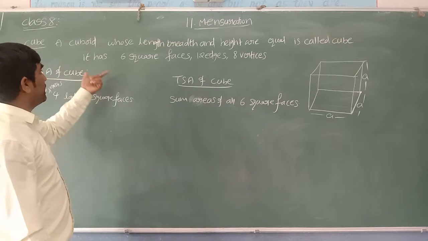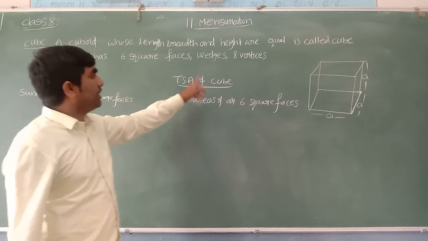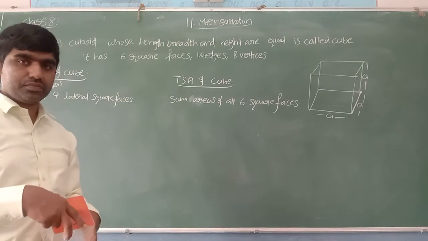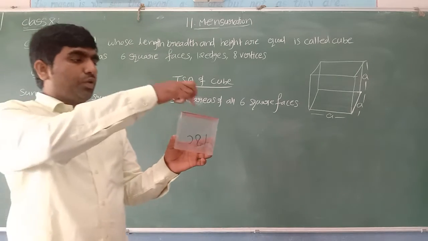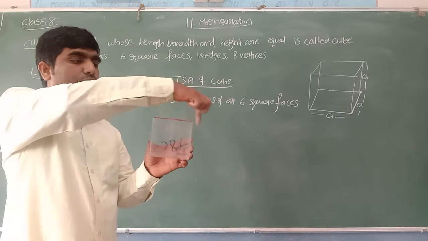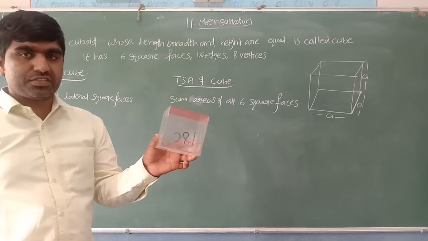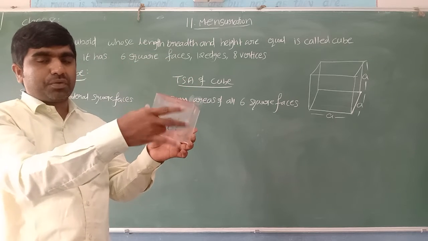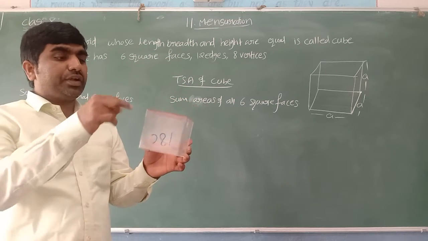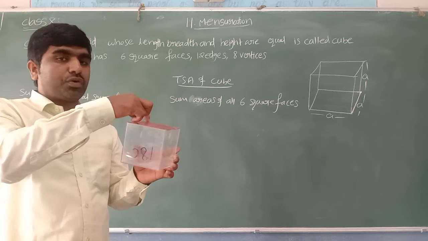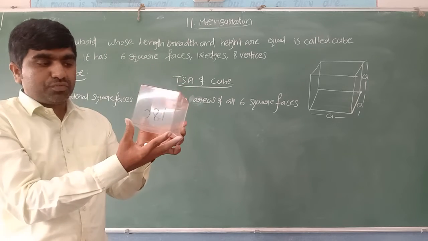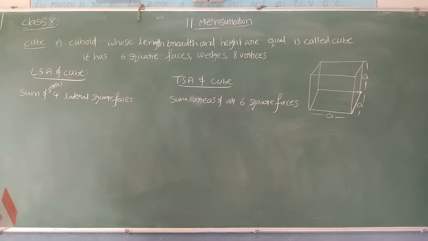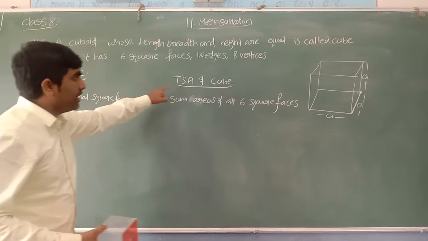Even for this figure we have 6 square faces, 12 edges, 8 vertices. You can see here: 1, 2, 3, 4, 5, 6 faces. 12 edges: bottom 4, top 4, lateral 4. 8 vertices: top 4 vertices, bottom 4 vertices, altogether 8 vertices. Let us see how to find the LSA of a cube and the TSA of a cube.